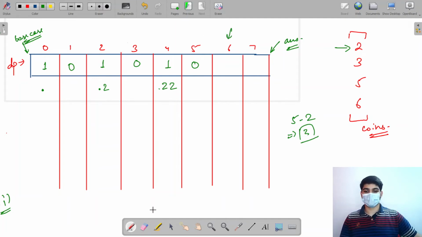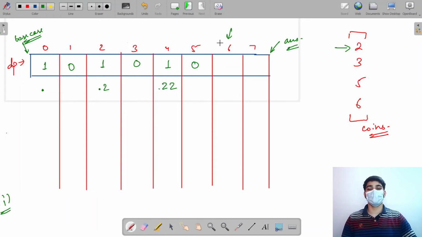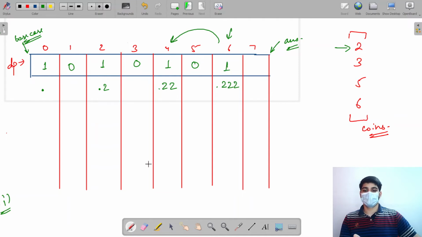Then 2 goes to 6 and asks the same question. 6 says, okay, if you pay yourself, you would have to go to 6 minus 2, which is 4, right? It asks 4 if there are any ways to pay using all the combinations that already exist. 4 says there is one combination, which is 2,2. So 6 says if you want to pay 6 using 2, you have to attach 2 at the end of all the combinations at 4. So this is 2,2,2, right?